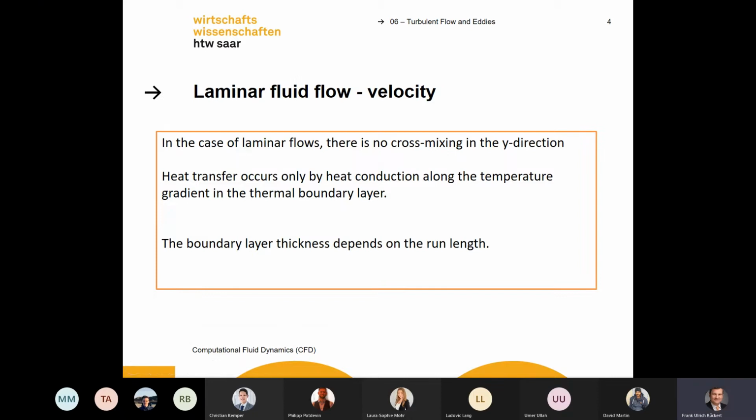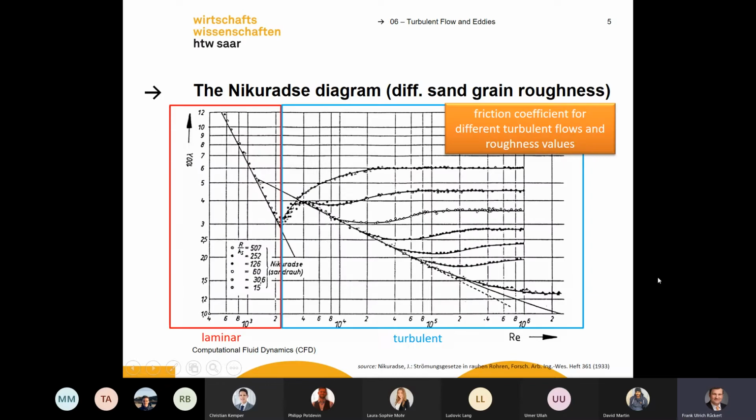So, laminar flow is summarized as follows. In case of laminar flows, there is no cross mixing in the y direction. Heat transfer occurs only by heat conduction along the temperature gradient and the thermal boundary layer. And the boundary layer thickness depends on the run length of the pipe. Okay, but now it gets a bit more difficult. What happens if we are higher than 2320?